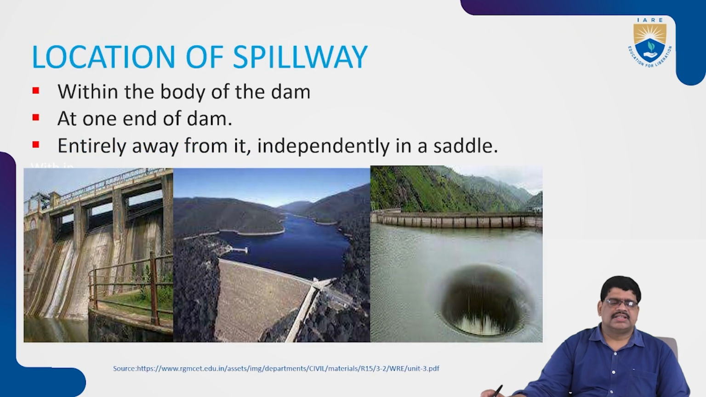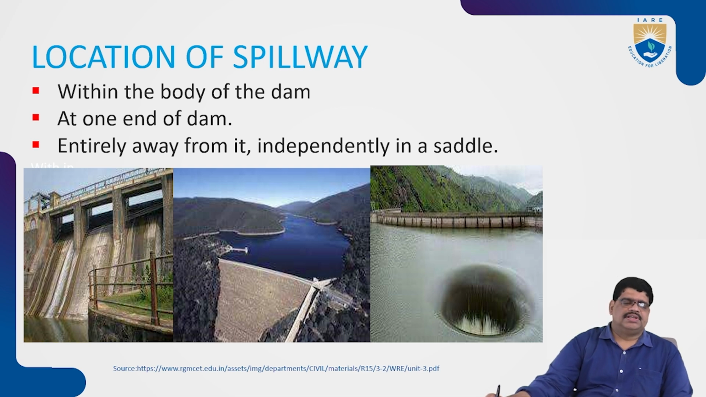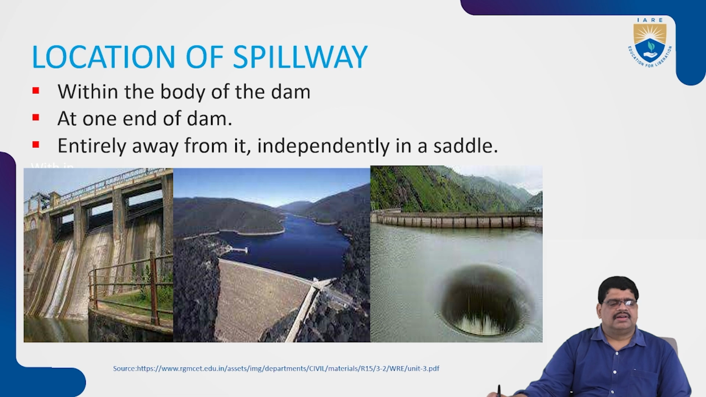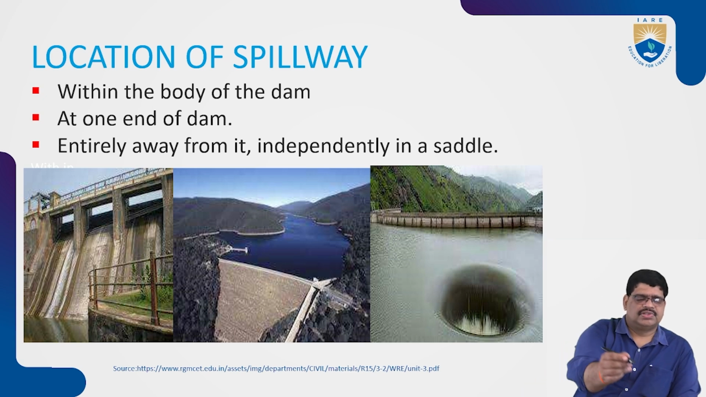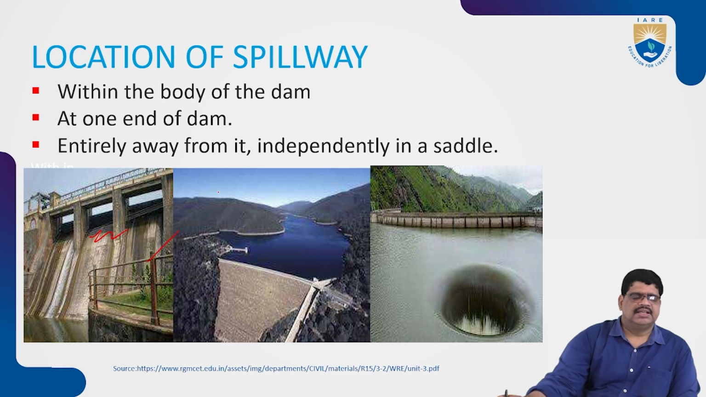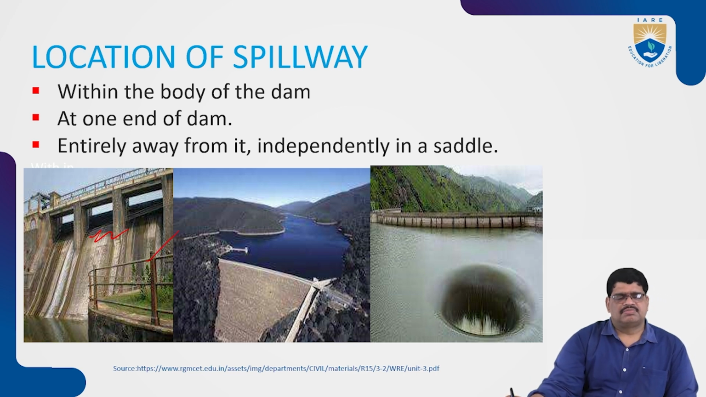So next, location of the spillway, where we have to provide the spillway. The spillway can be provided in different ways for different dams. So let us see within the body of the dam. Here, within the body of the dam, it will be constructed here. Normally the spillways can be provided like this, and the second one is at the end of the dam.